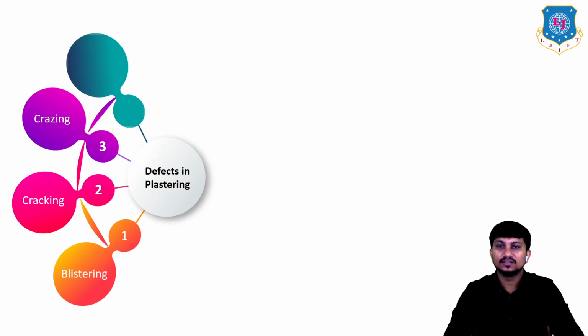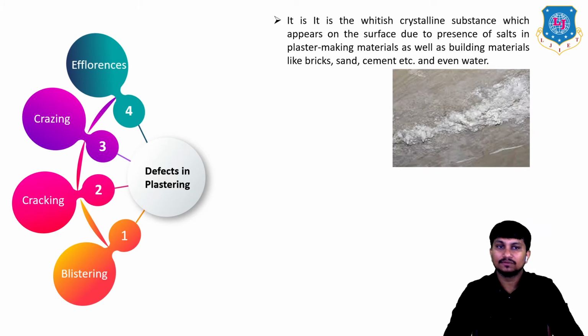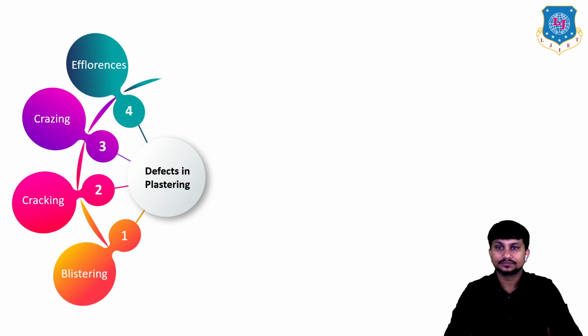The next type of defect which is observed in plastering is efflorescence, like this. This white portion is called efflorescence. It is the whitish crystalline substance which appears on the surface due to the presence of salts in plaster making materials as well as building materials like bricks, sand, cement, etc., and even in the water which is mixed while preparing the cement mortar. Okay, so this is called efflorescence.